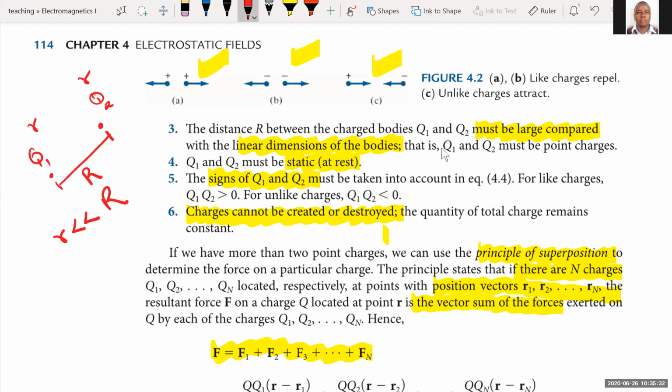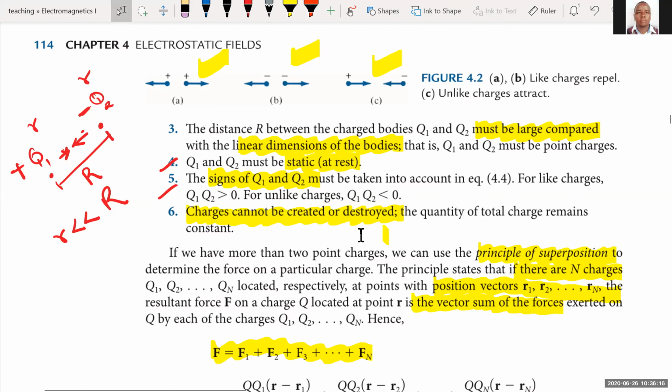Now, moving forward, we are saying that for now, we are considering that Q1 and Q2 are at rest. And number five, the signs of Q1 and Q2 must be taken into account. Because if Q1 is positive and Q2 is negative, then that is an attraction. They are getting attracted to each other. But if they are of the same sign, then the force becomes repulsion. So lastly, charges cannot be created or destroyed. That is a rule of physics that also applies here.